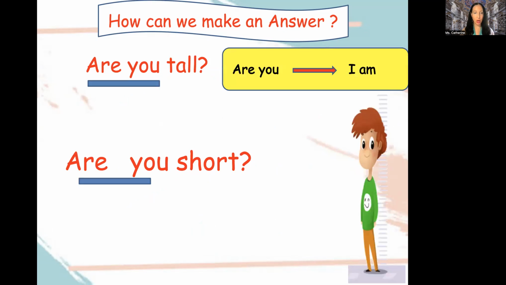How about this? How can we make an answer? Okay. Are you tall? Remember, are you changes to I am. How about this one? Are you short? What happens to are you? What changes? That's right. We would say I am because we are answering the question, are you? Okay. Now, if I'm asking a question to somebody, the person's going to answer. Okay. That's why they're saying I am.